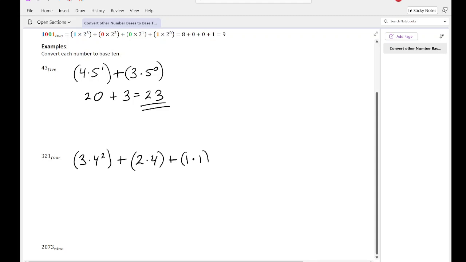And then I'm just going to add them all together, so I'll work it out first. 3 times 4 squared is 48. 2 times 4 is 8. 1 times 1 is 1. Now I add them together, and I end up getting 57. So 321 base 4 is 57 in our number system.